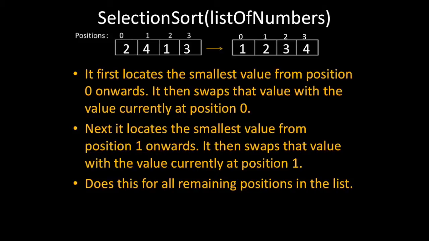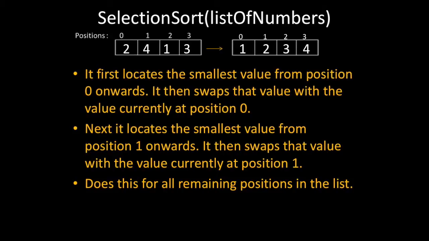So here's how the selection sort procedure goes. It first locates the smallest value from position 0 onwards or to the right. It then swaps that value with the value currently at position 0. Next, it locates the smallest value from position 1 onwards. It then swaps that value with the value currently at position 1. And it does this for all remaining positions in the list. So you can think of it in this way.